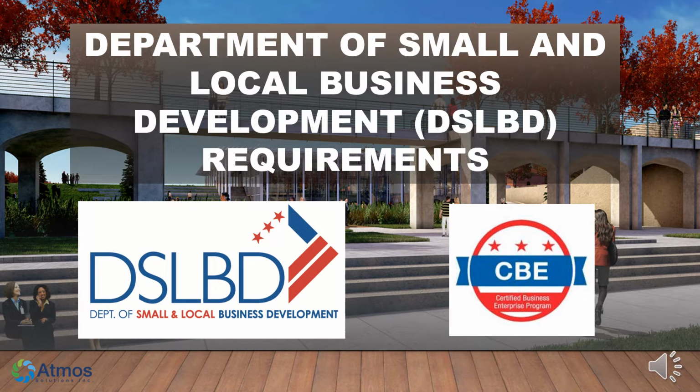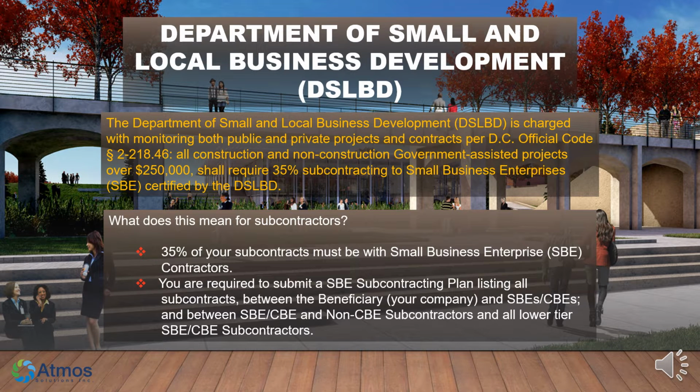I will begin by reviewing the compliance requirements per the Department of Small and Local Business Development, or DSLBD. The Department of Small and Local Business Development is the district agency that monitors both public and private projects and contracts per the DC Official Code. This means that all construction and non-construction government-assisted projects over $250,000 must meet a 35% small business enterprise participation requirement.